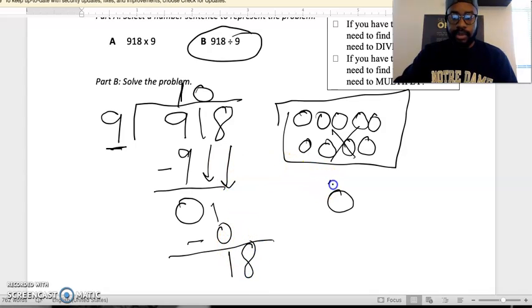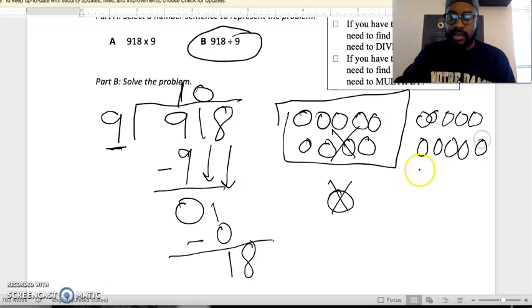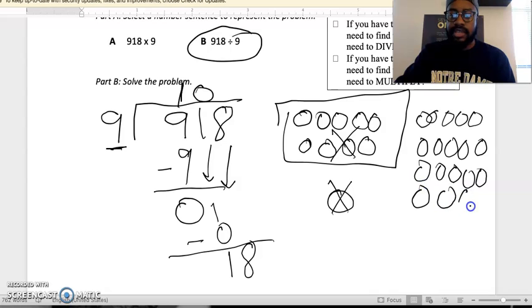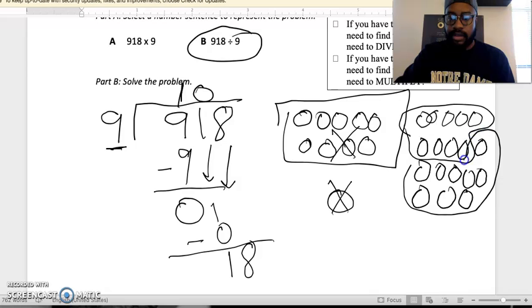Now, my new number is 18, so I'm going to draw my 18 circles. 1, 2, 3, 4, 5, 6, 7, 8, 9, 10, 11, 12, 13, 14, 15, 16, 17, 18. Put those in groups of 9. Here's a group of 9. Here's another group of 9. I have 2 whole groups of 9.